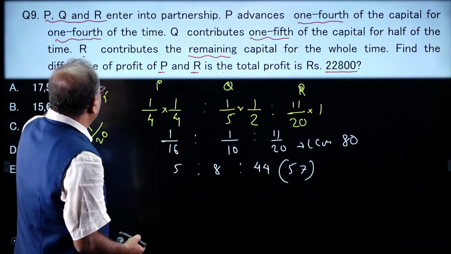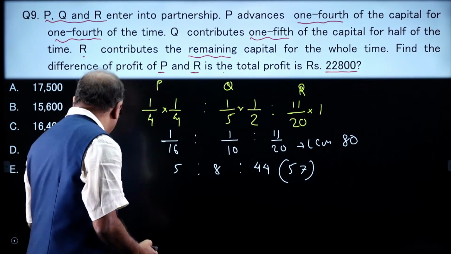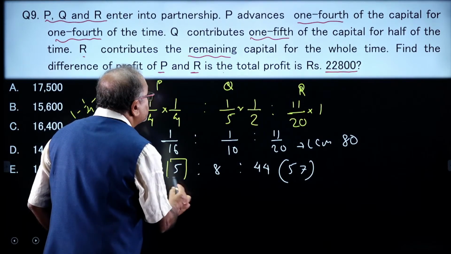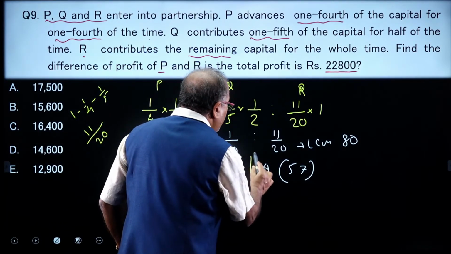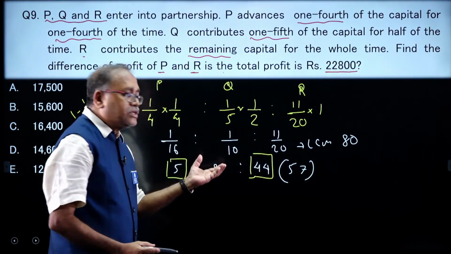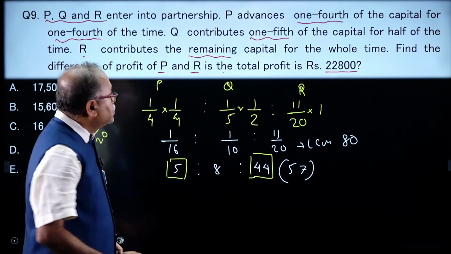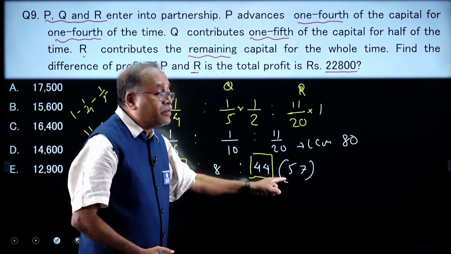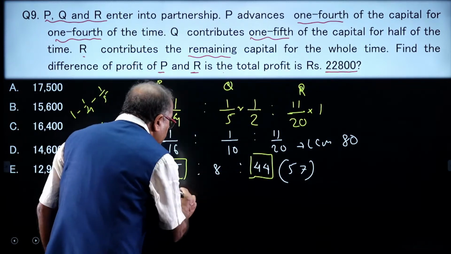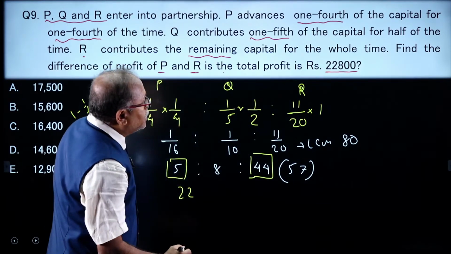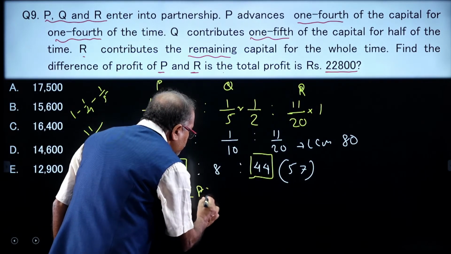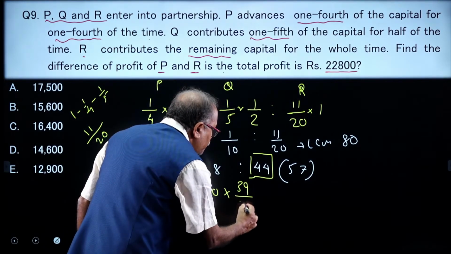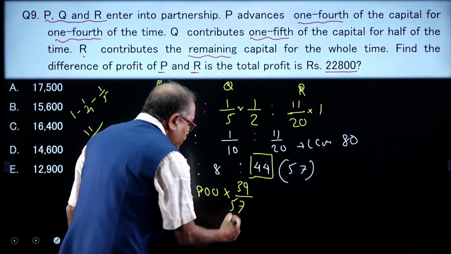You are asked to find out the difference between P and R. Which one is P and which one is R? This is P, 5 parts, and R, 44 parts. The difference is 39 parts. So let's take the 39 parts out of 57 parts. The total given to us is 22,800 into 39 parts out of 57 parts. That's over.